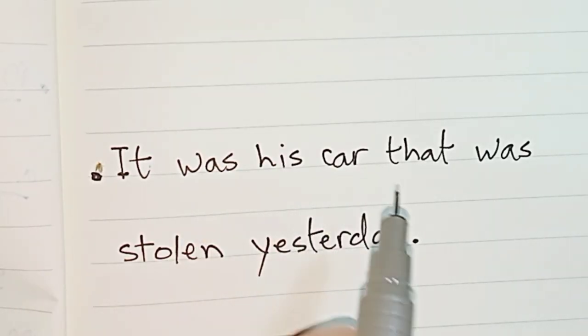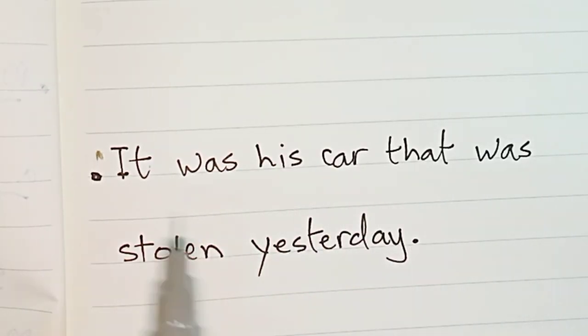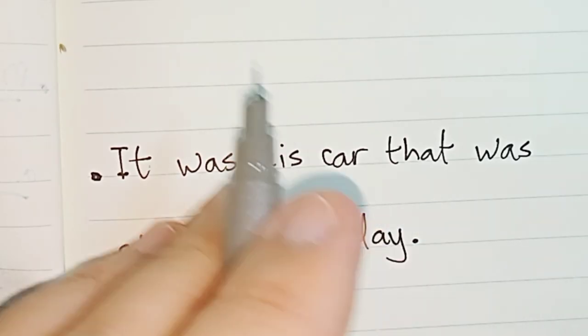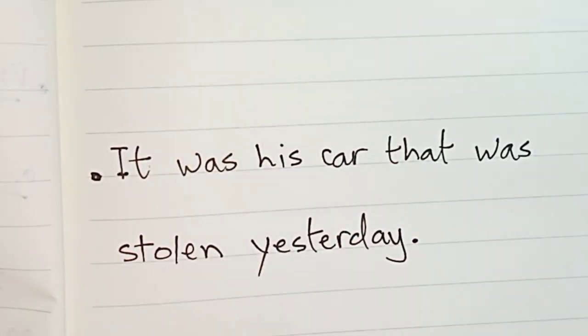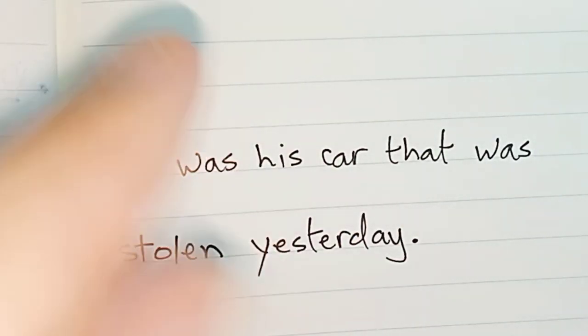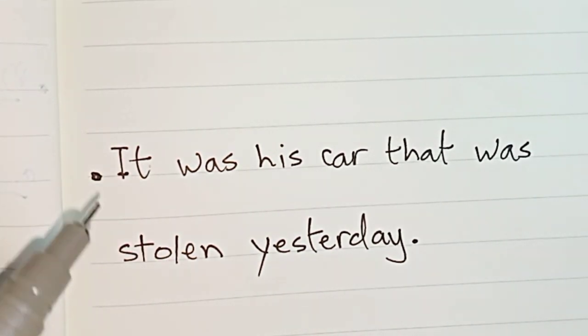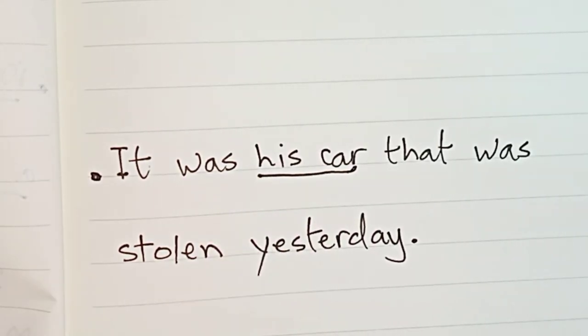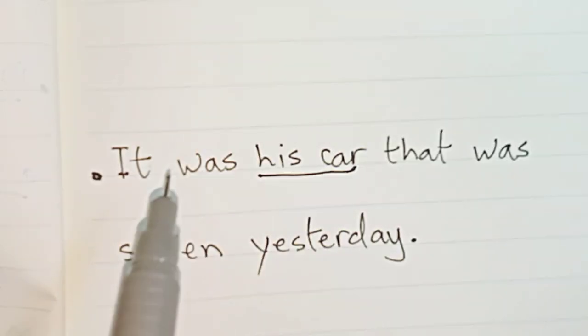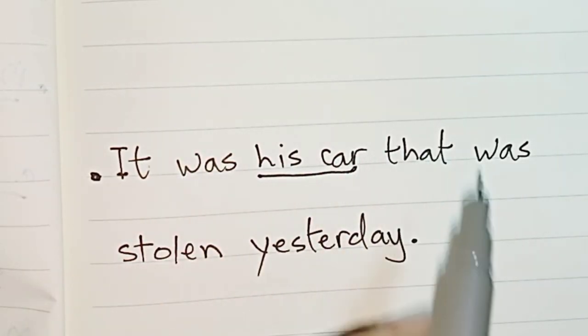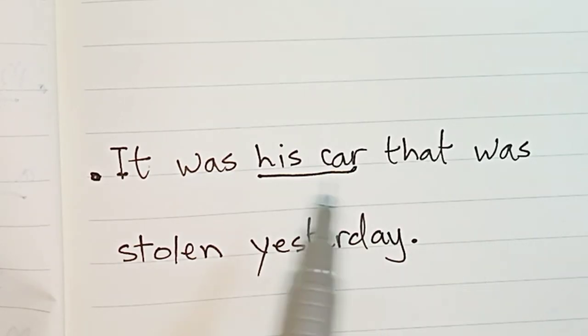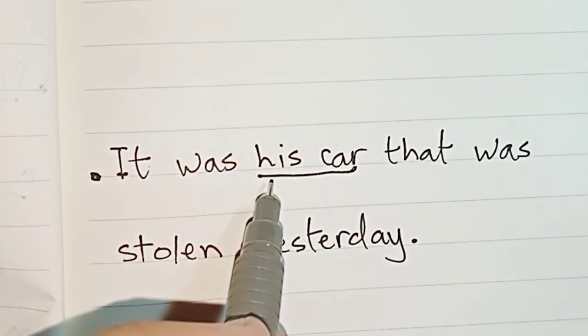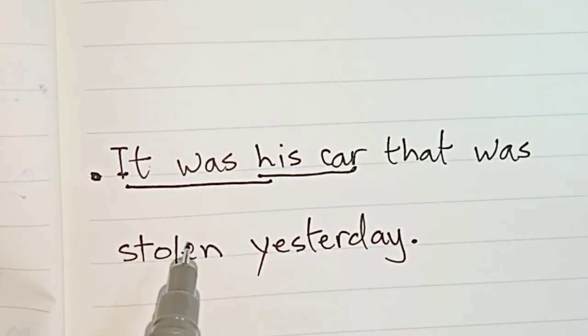It was his car that was stolen yesterday. Why? Again, because our focus is on the owner of the car. Okay? Our focus must be placed at first, not at the end. We start with this because we are focusing on whose car was stolen.